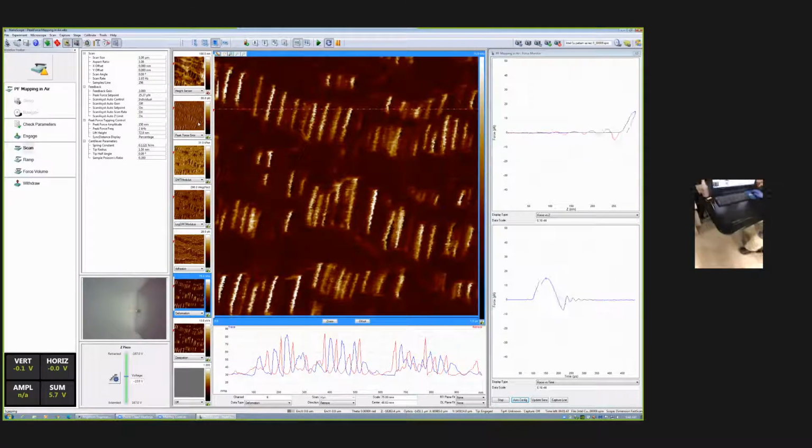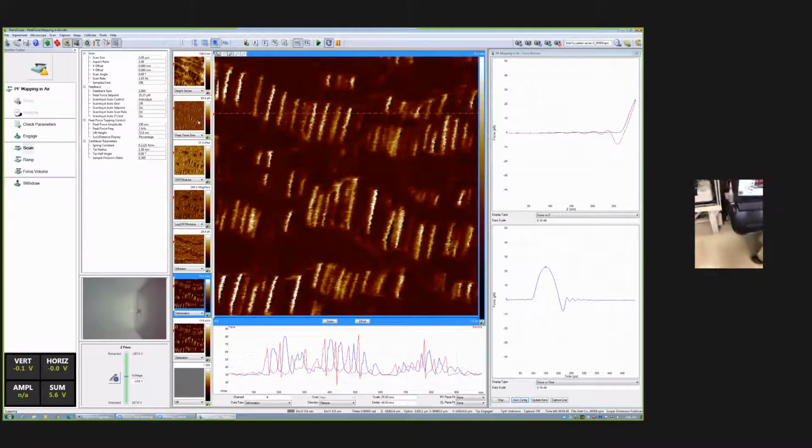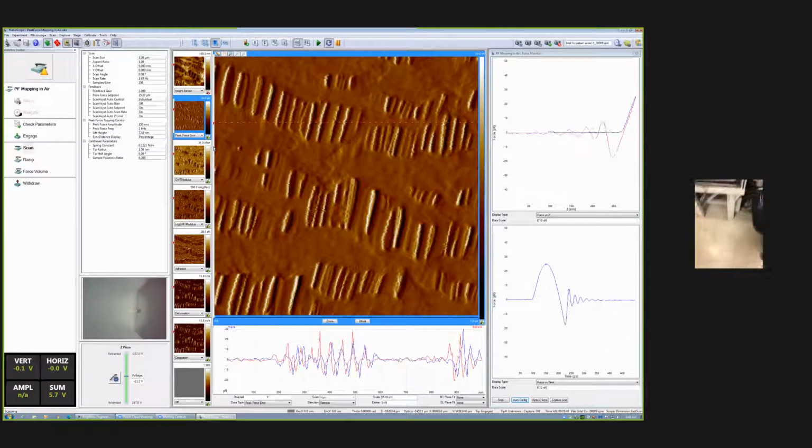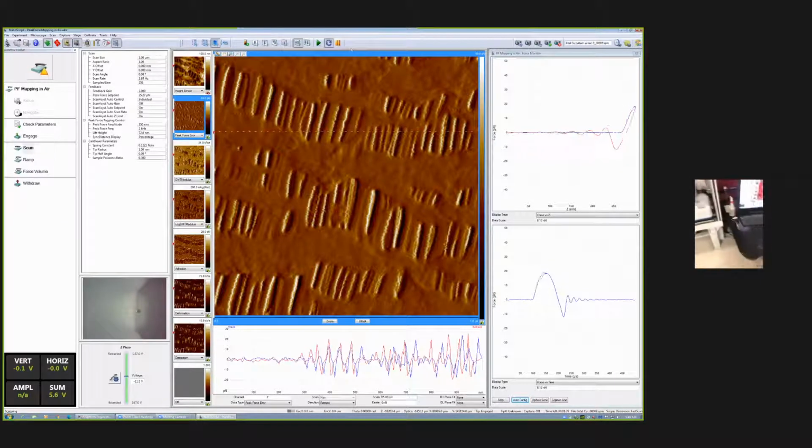So this type of microscope gives us access to things that we couldn't otherwise measure, especially with spatial precision. And can you stop the share real quick?